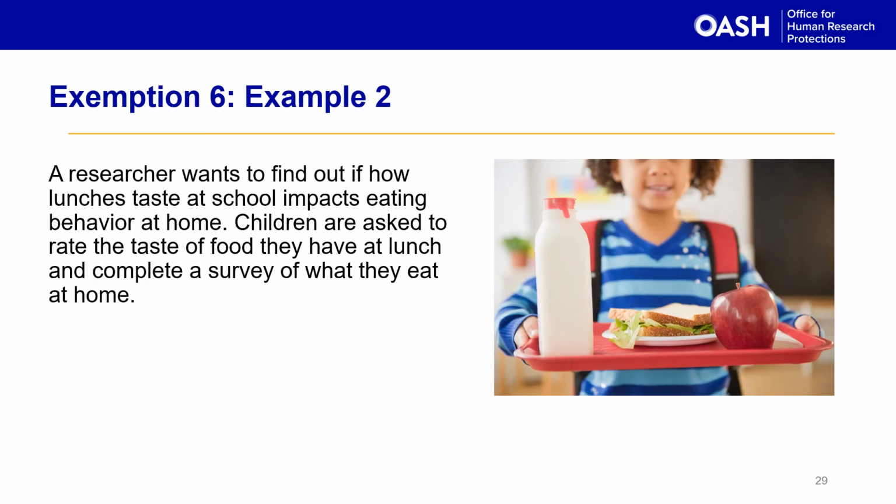A researcher wants to see if how lunches taste at school will affect how children eat at home. Children are asked to evaluate the taste of food and then take a survey to detail what they eat at home. We know from the previous example that Exemption 6 does apply to children. Is this a study evaluating taste and food quality? The study must be looked at as a whole. There is one component that is evaluating taste, but another evaluating behavior through a survey.